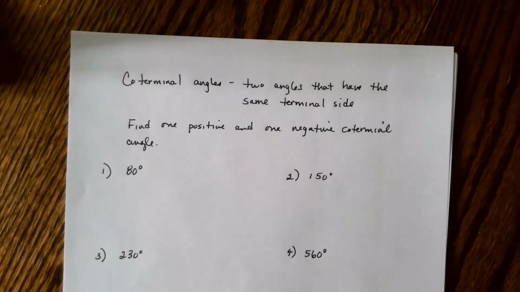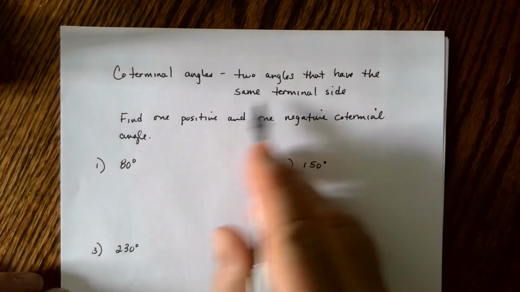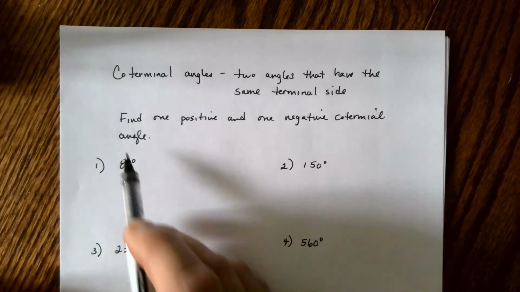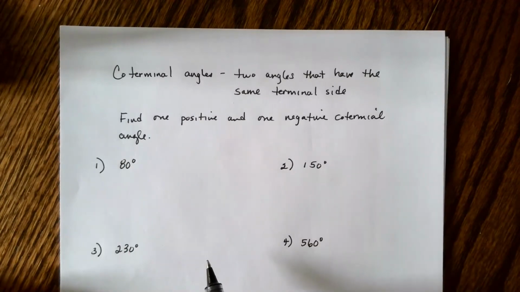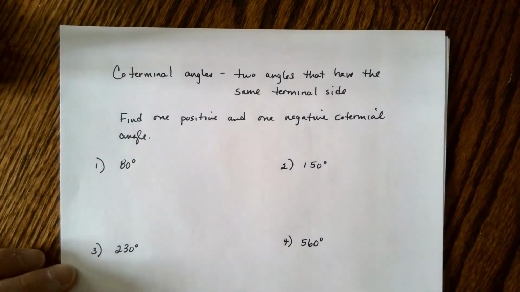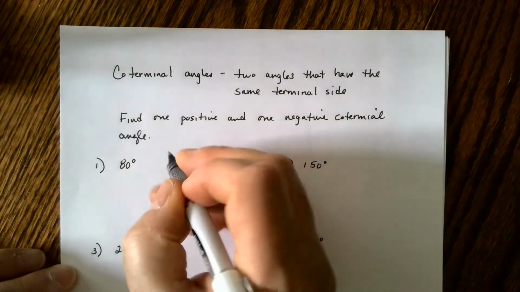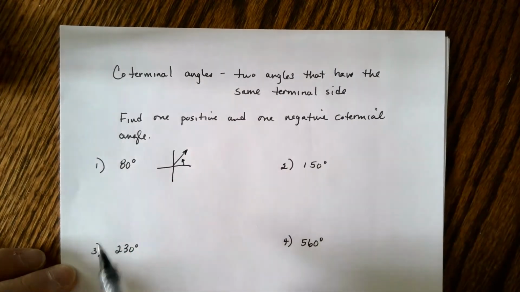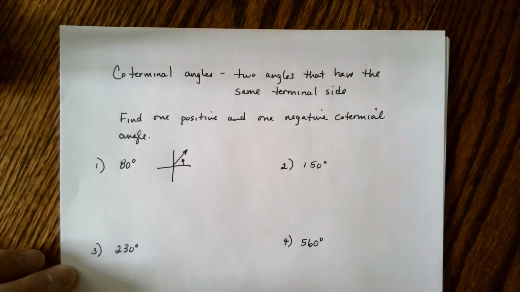Again, coterminal angles are two angles that have the same terminal side. Very, very simple. We want to find one positive and one negative coterminal angle. And usually when you're looking for your coterminal angles, you want to find angles that are smaller than 360 degrees. That's one of the reasons for doing this. However, you can see in problem number 1 here, we have an angle of 80 degrees, and 80 degrees is not greater than 360. So if I was going to sketch this again, it would be in quadrant number 1. There'd be my 80-degree angle right there.